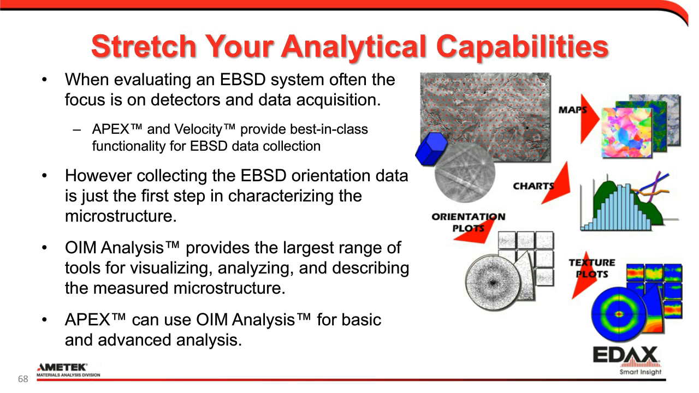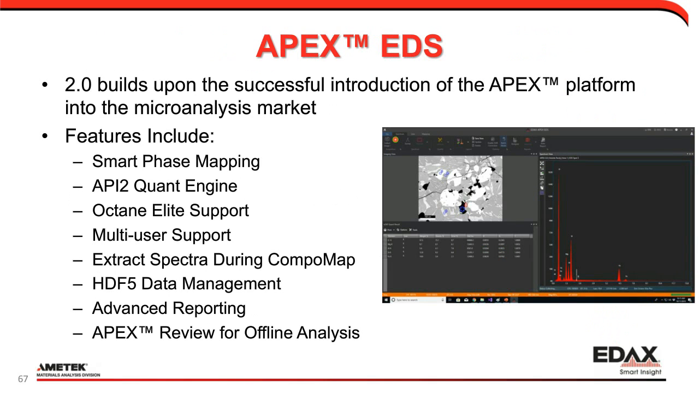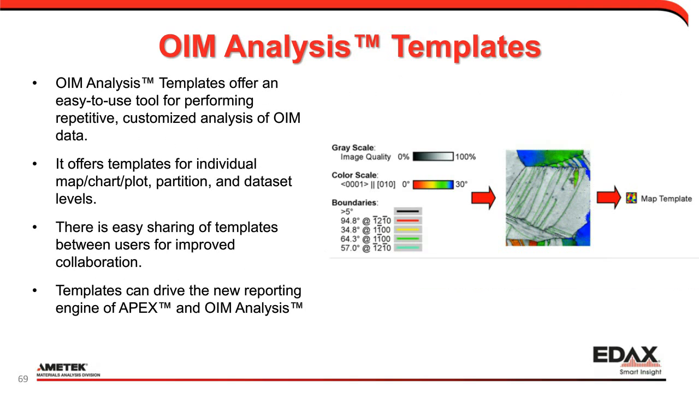So why I mention it here is that APEX can then use OIM Analysis to piggyback on the functions that are available to do some really powerful analysis. And we do that through what we call our template. Within OIM Analysis, we have the ability to define templates where we take a certain analysis and we save it as what we call a template file. Generally, we've used these in the past to share templates and things, but we can now use this for what we call template-based reporting.